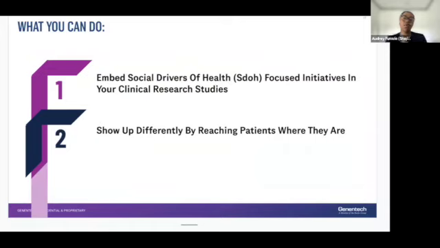So I would like to close with what you can do. Embed social drivers of health focus initiatives in your clinical research studies. And secondly, show up differently by reaching patients where they are. And when I'm saying that, I'm talking about in sustainable, continued, and also proven ways. And talk to them about what they want, and don't assume that you know exactly what might be the best for them.